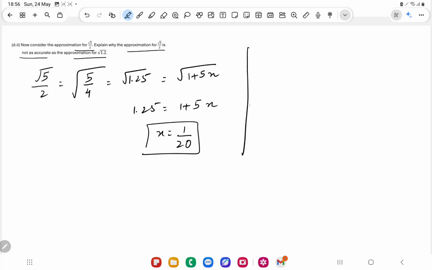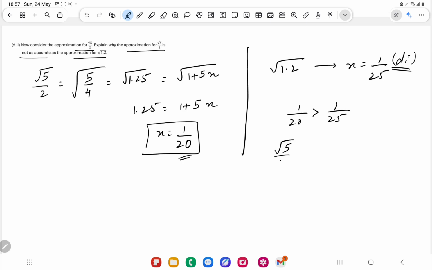And while solving under root 1.2, I was getting my x value as 1 upon 25, you can check D first part. So from D first part, I got x as 1 upon 25, and from this we are getting 1 upon 20. So now we can say that 1 upon 20 is greater than 1 upon 25. Therefore, the approximation of root 5 by 2 is not as accurate as the approximation of root 1.2. So this was the entire question.